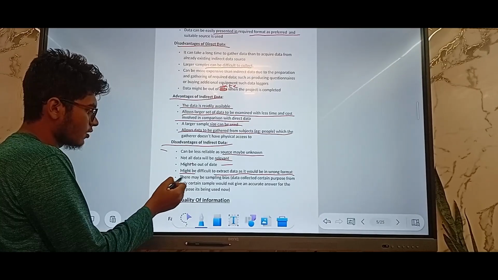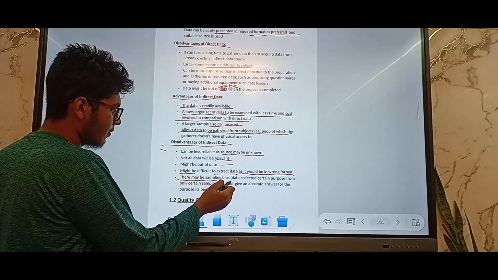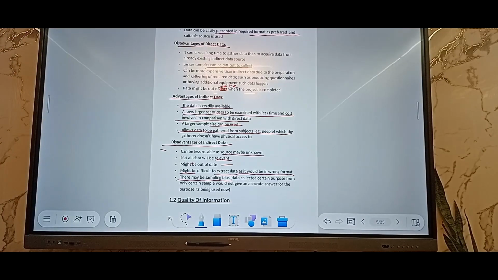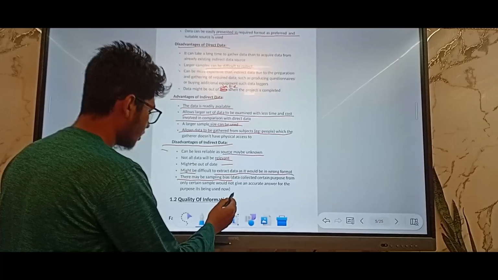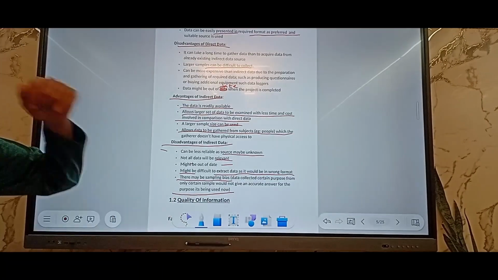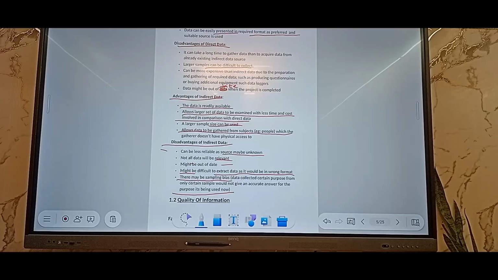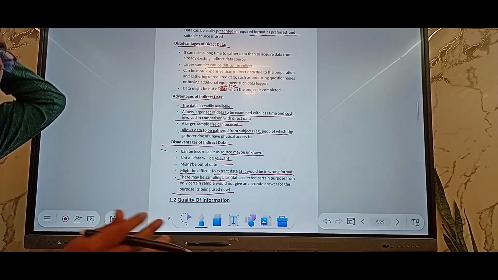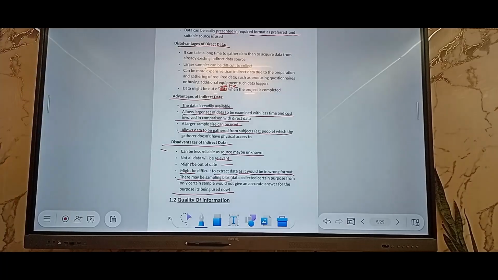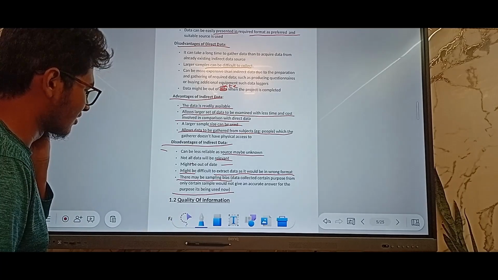So I'm moving on to the next one. There may be sampling bias. Data collected for certain purposes from only a certain sample would not give an accurate answer for the purpose it's being used for now. So there could be biases. Let's say you're avoiding a certain racial group of people. You know, there can be racism. So it can depend on a lot of factors.